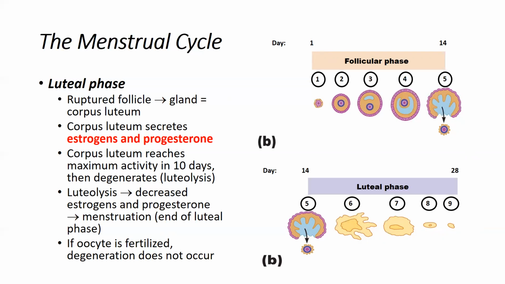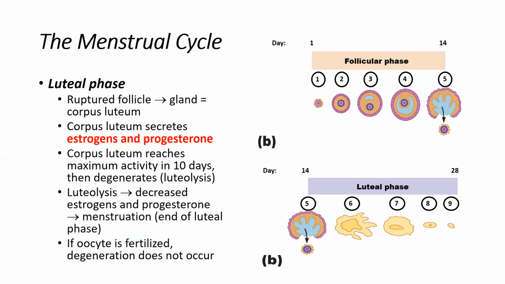Now, it's going to be its most active at about day 10 of the cycle, and then it's going to realize, okay, there's not a viable pregnancy happening here, so I'm going to begin to regress, and I'm going to undergo this process called luteolysis. So from about day 10, it's at its most active, and then if there's no pregnancy, this corpus luteum will regress, the hormone secretion will stop, and then we'll have the onset of menstruation, which is the end of the luteal phase. And then we'll start the follicular phase all over again.